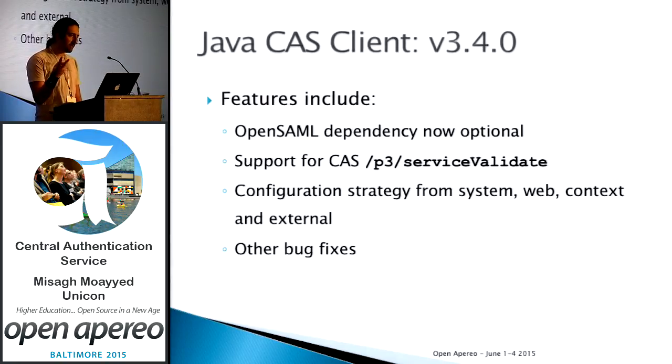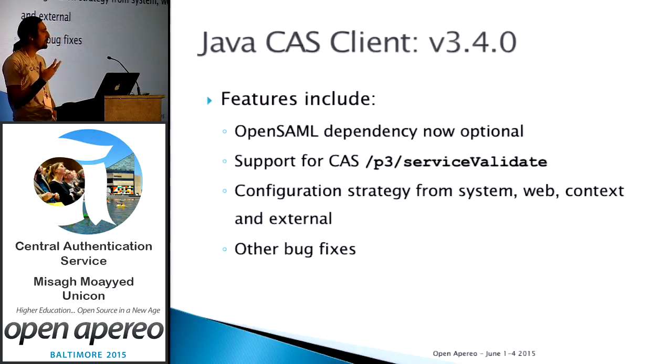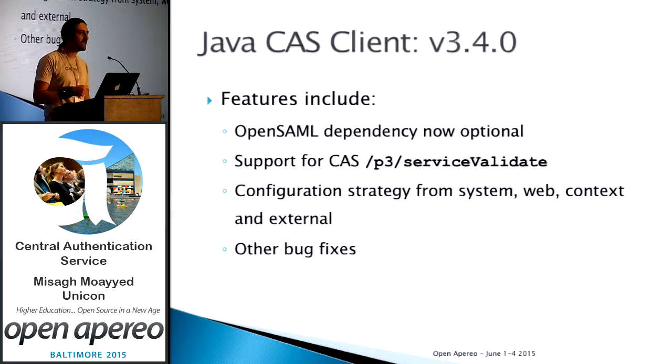There are two big features in the CAS Client 3.4 release that I think would be very useful to know about. One is the client will support talking to the P3 service validate endpoint, which is a new endpoint in the CAS protocol that allows you to consume user attributes. This became available in CAS 4, and now the Java CAS Client has the ability to support consuming user attributes directly in the CAS protocol, not via SAML 1 as it used to be the case.